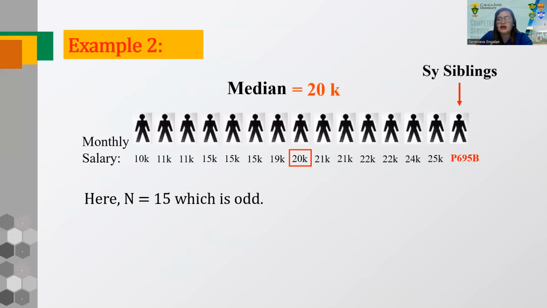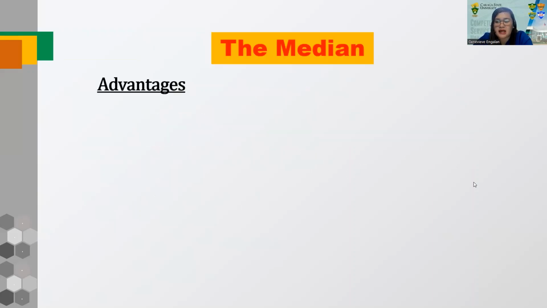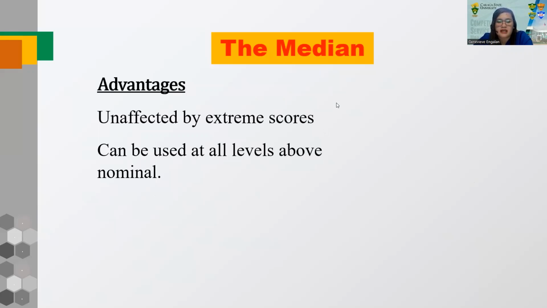Okay, so the advantage of the median is that it is not affected by extreme values. So it is good to use if you have extreme values. The median we get is 20K, which is close to most of the data. So it is not a sensitive measure compared to the mean. So if you have extreme values, it is better to use the median to represent your data.